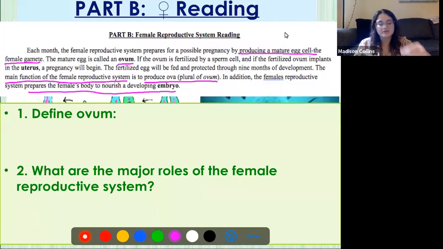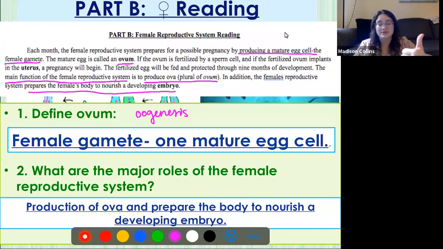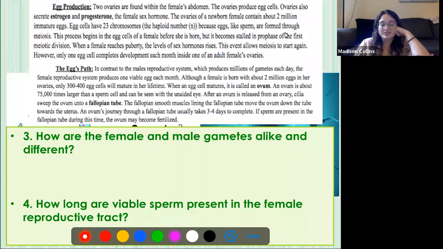Right, so now use that information to 1, define what is an ovum, and 2, what are the major roles of the female reproductive system? So number 1, the ovum is a female gamete. It is one mature egg cell. And remember that these gametes are actually produced through a process of meiosis called oogenesis, where one mature egg cell is created. Now, number 2, what are the major roles of the female reproductive system? So those 2 major roles are to first produce ova, produce those female gametes, and 2, prepare the body to nourish a developing embryo.